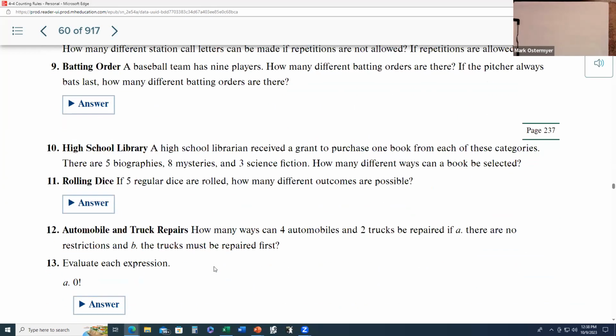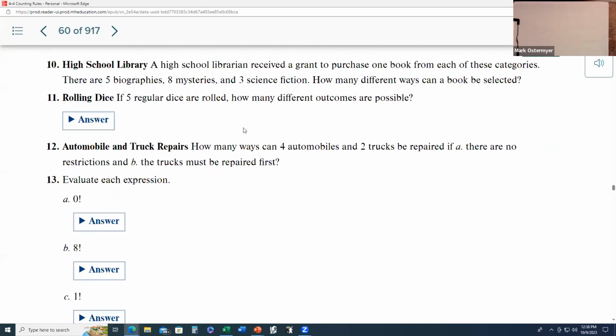All right, let's look at problem number 11 here. If 5 regular dice are rolled, how many different outcomes are possible when you roll 5 dice? Now, they want these outcomes to be different or unique, so they don't want any repeats here. And order wouldn't matter here. You could think of this as being like having 5 mailboxes, or 5 slots, if you will, one for each die. So this is die 1.